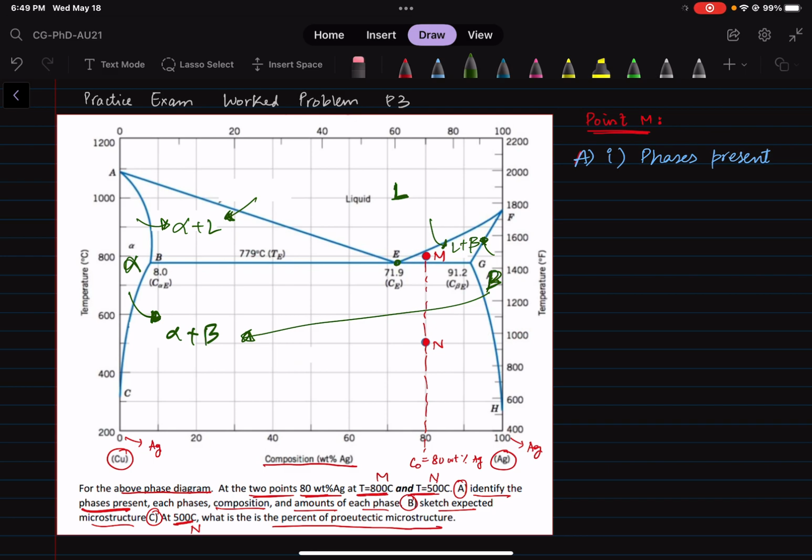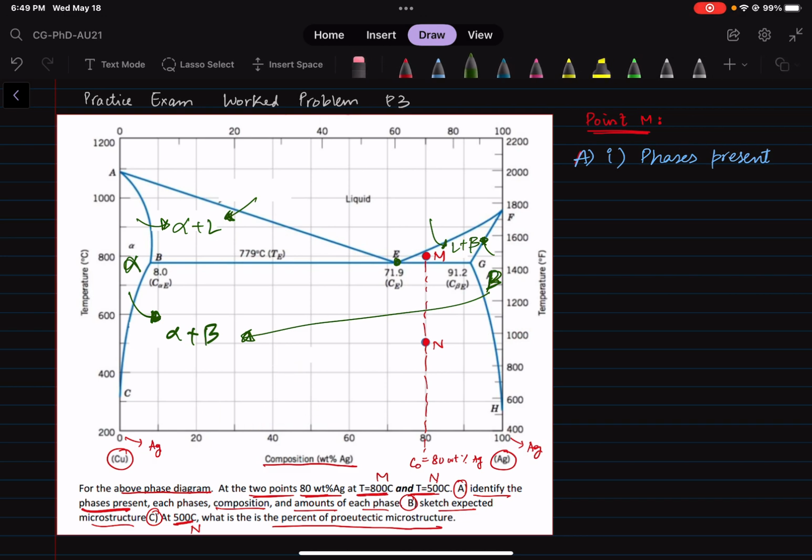And then you will notice that you have this point, and at this point you have a transition happening from liquid to alpha plus beta. So at the point CE, you have liquid going to alpha plus beta. And just to remind you, this is a eutectic point. So this is a binary eutectic system, just so that you can recall that as well. So this is the system that is given to us.